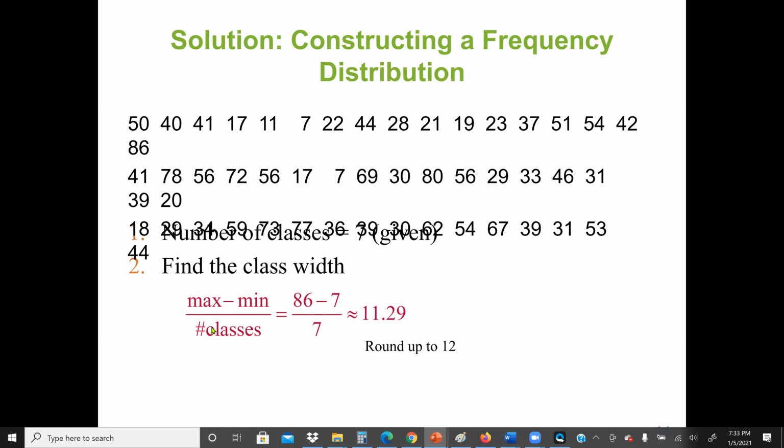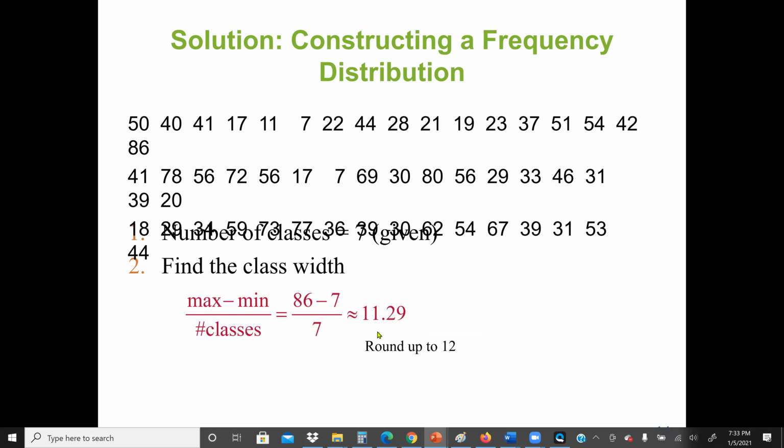So the class width will be the maximum value minus the minimum value divided by the number of classes. The number of classes was given to us to be 7. And when we look at the data set, the maximum value is 86, the minimum value is 7. So we have our answer to be 11.29.